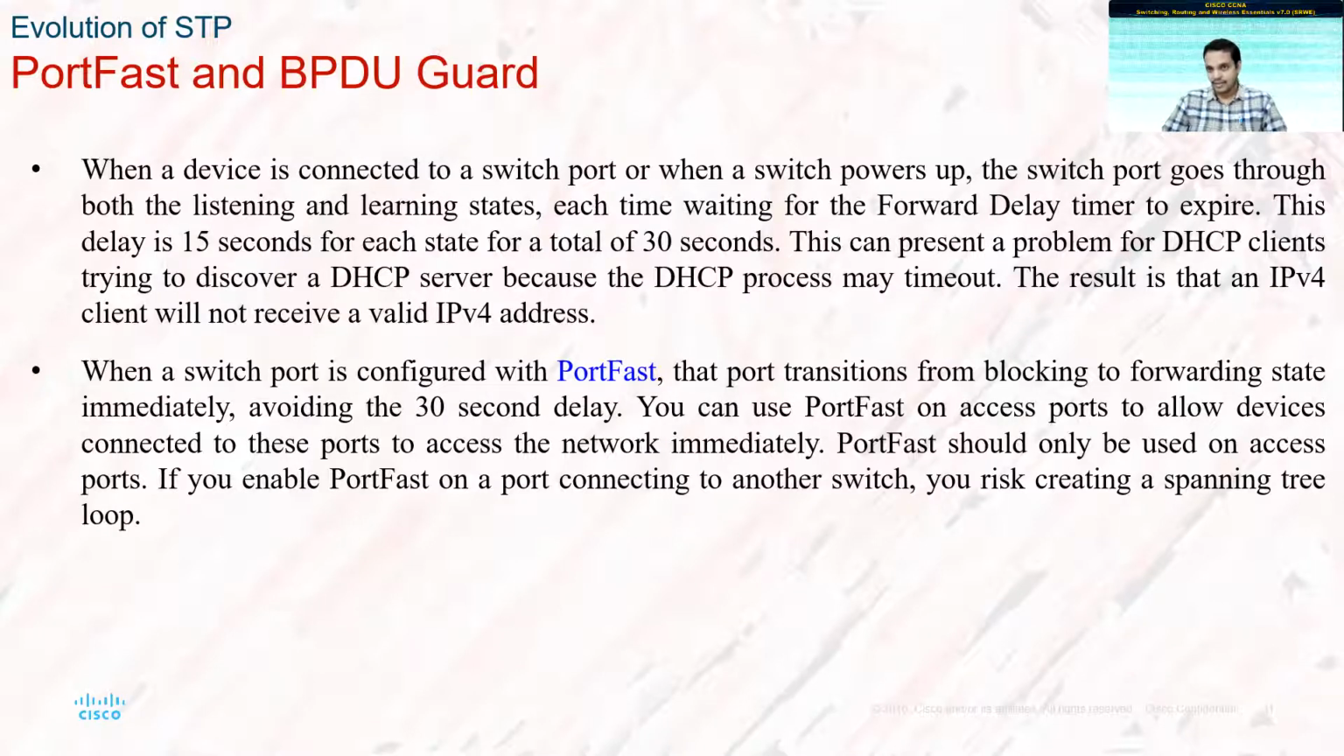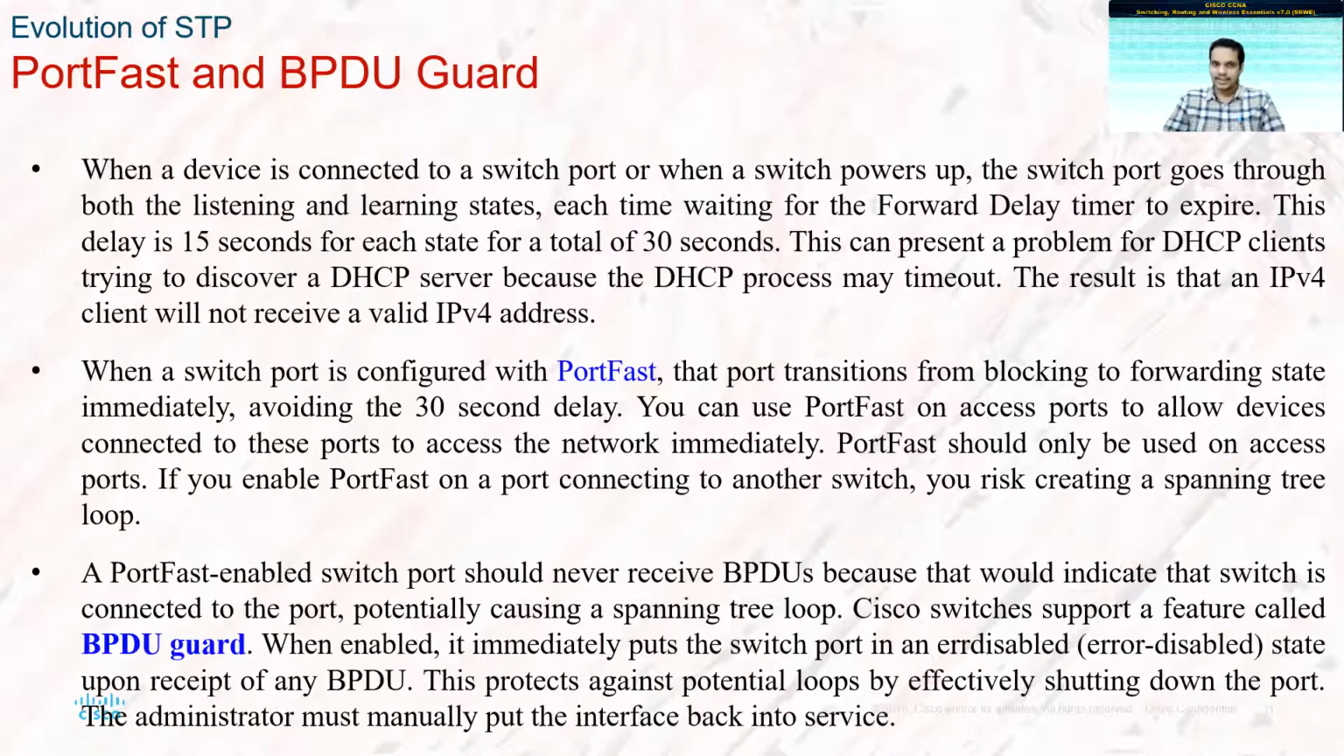If a port is configured with PortFast, it transitions from blocking to forwarding state immediately, avoiding this 30-second delay. PortFast can be used on access ports to allow devices connected to these ports to access the network immediately. But PortFast should be used only on access ports. If you use it on ports connecting between switches, you risk creating a spanning tree loop. When you enable a switch port as PortFast, it should never receive BPDUs, because when it starts receiving BPDUs, it can create a spanning tree loop.